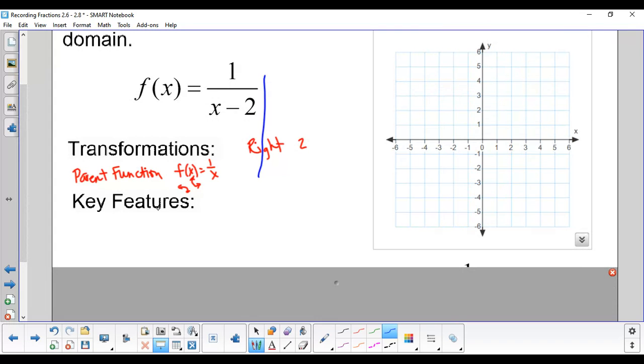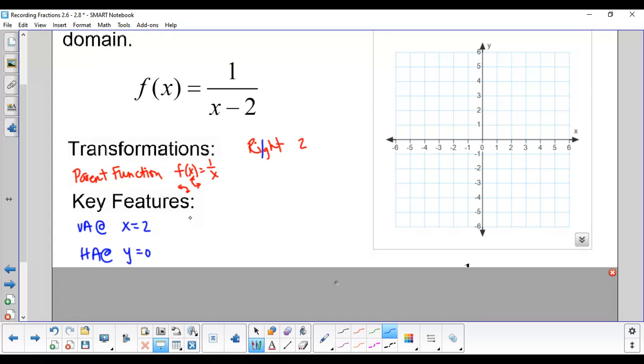And so as I think about the key features, I can state the domain, but I know that the key features are also connected to the asymptotes. So one of the first key features I notice is that I'm going to have a vertical asymptote at x equals 2. And I find that vertical asymptote is x equals 2 because I set the denominator equal to 0 to find it. I also know that it is bottom heavy, so I also have a horizontal asymptote at y equals 0. Again, that's because it's bottom heavy.